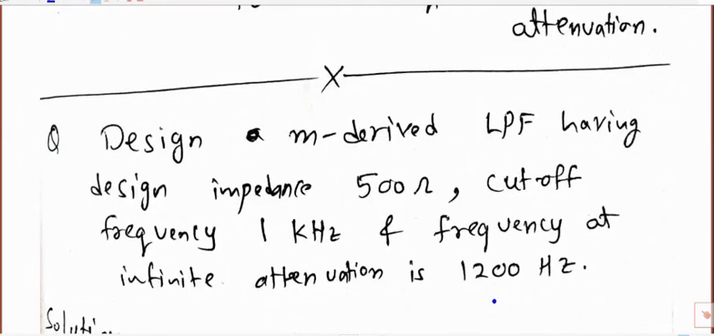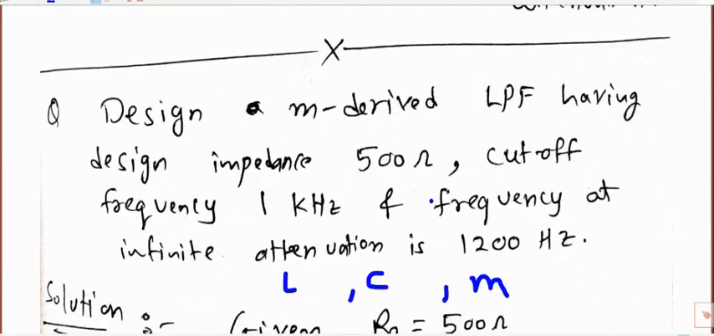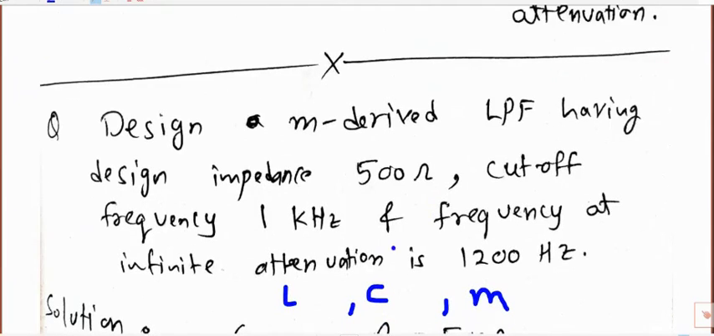You can pause the video, you can calculate the value of L, you can calculate the value of C, you can calculate the value of M. All these three values you must calculate. You should pause the video and you should try to calculate these values. You know the formulas. Okay, so I hope you have paused the video and you have tried to solve. Now see whether your answers are matching or not.